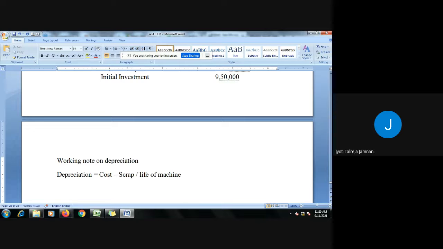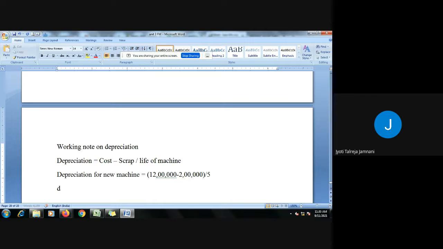So first we'll do it for the new machine. Depreciation for new machine. Cost is 12 lakh. Scrap they have told is 2 lakh rupees, that is after 5 years, 2 lakh rupees you can recover from it. That's the scrap value. And life of the new machine is 5 years. So divided by 5, we will get depreciation as 10 lakh divided by 5, which is equal to rupees 2 lakh every year for the new machine.